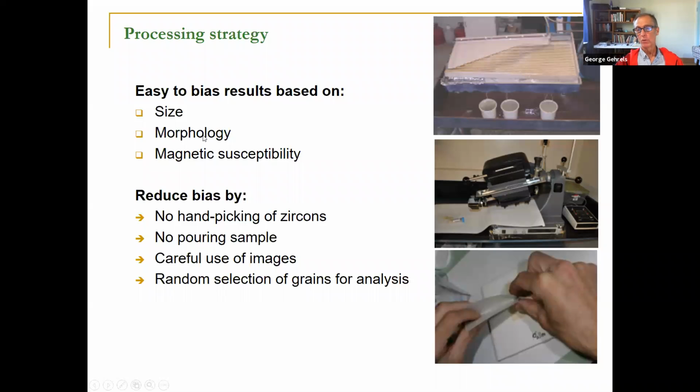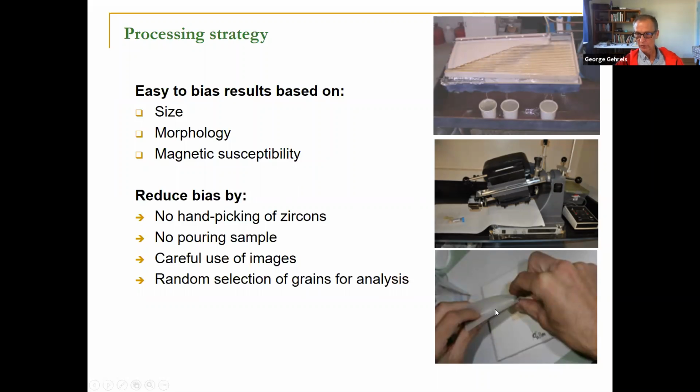You can also do this by morphology. The round ones are going to end up over here, and the euhedral ones maybe are going to come off the table sooner. You can bias your sample with magnetic susceptibility on the Frantz. Younger zircons and older zircons may have slightly different uranium concentrations that will determine how much iron is in there, and determine that susceptibility. So you can bias it here.